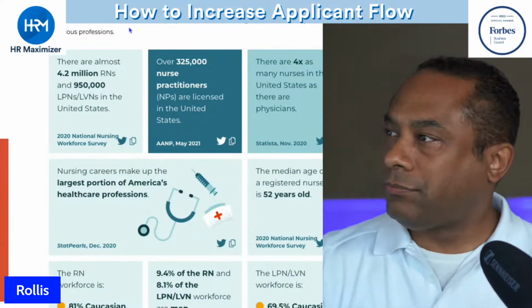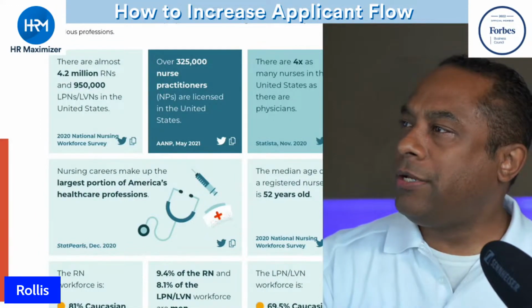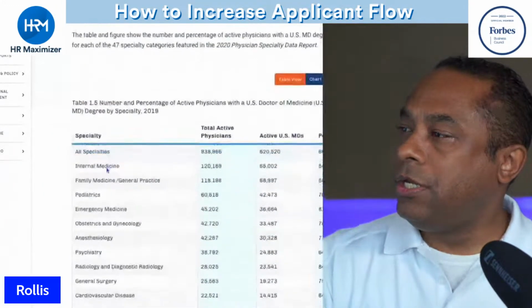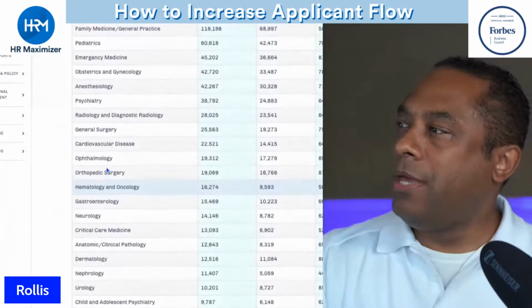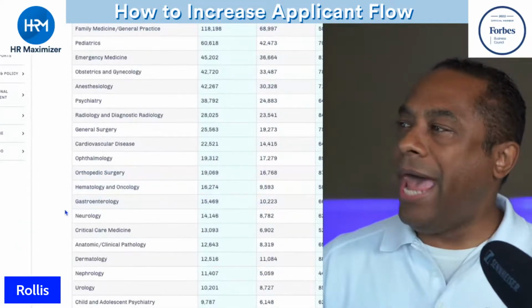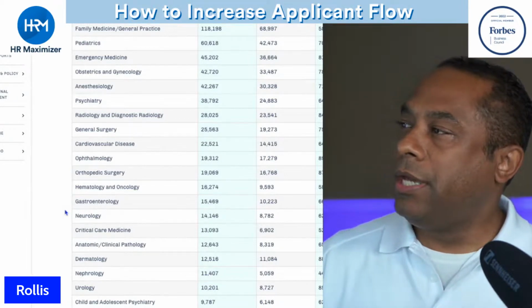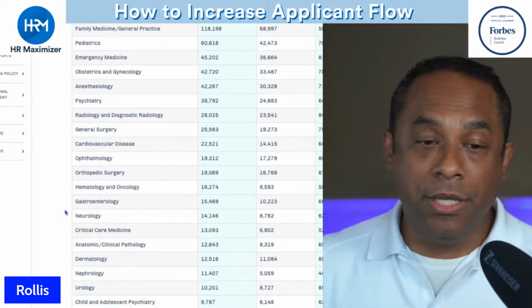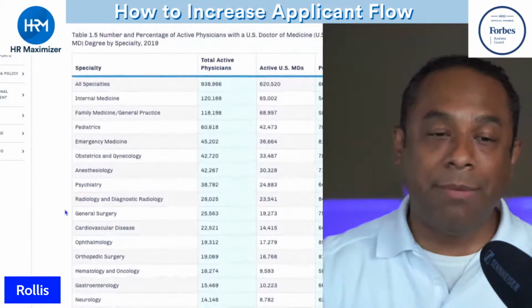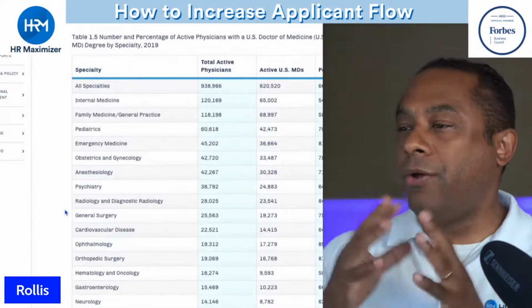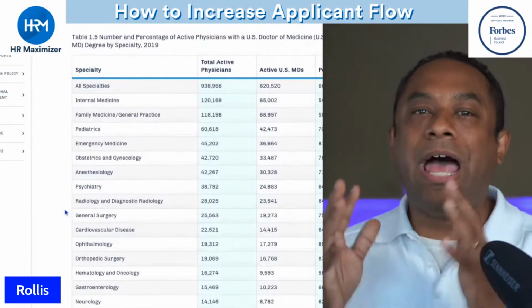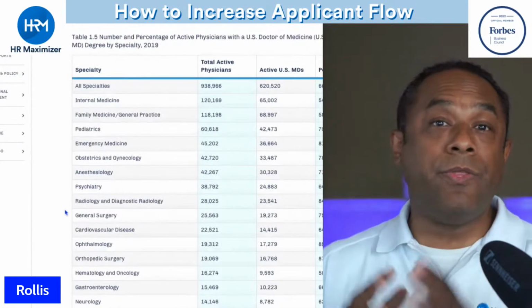Okay. Oh, one more thing I'll show you. Here's the thing I found on the physicians. It was just today we're looking this up. 938,000 active physicians that are MDs or DOs in the United States. Roughly 600,000 are MDs. This right here just shows you what I'm talking about. There's a finite amount of people. I don't care what you're recruiting for. Find out how many of those people exist in the area that you're recruiting for.